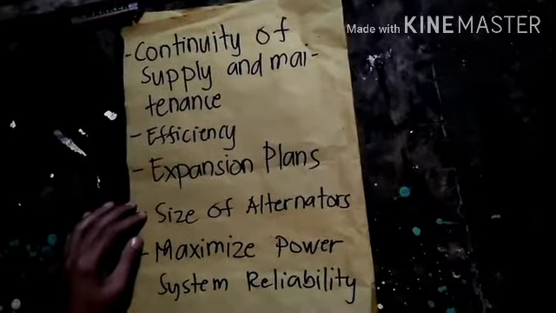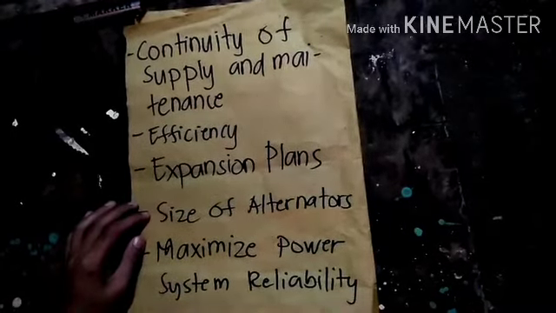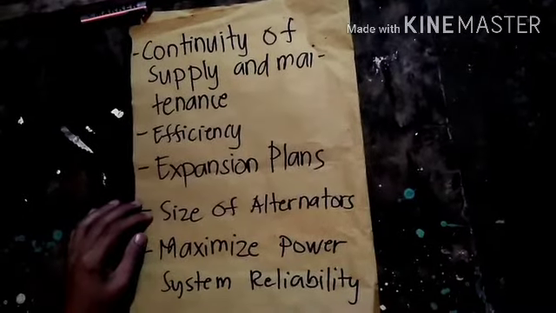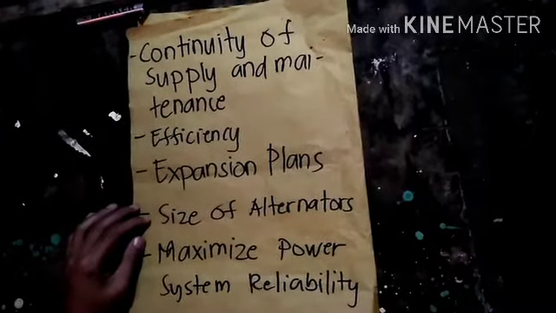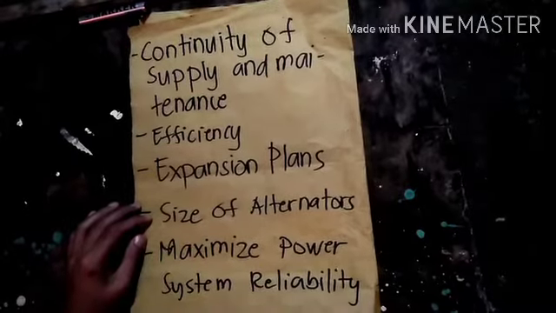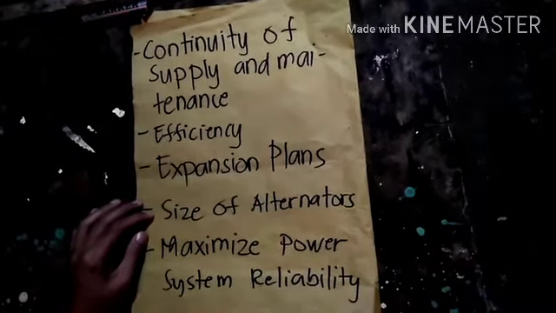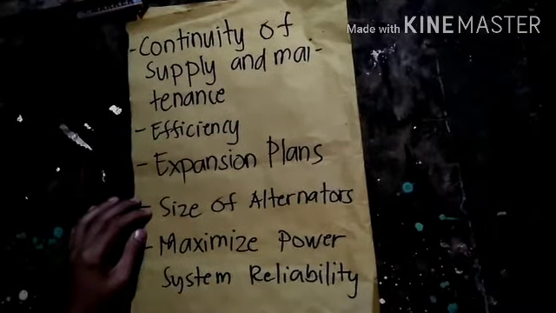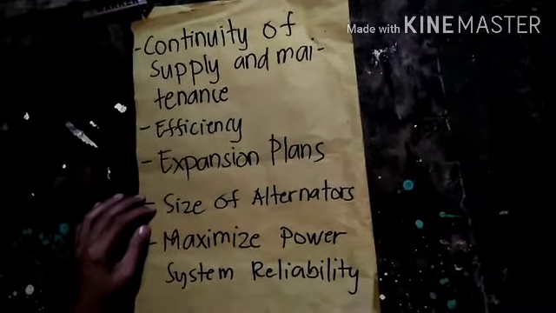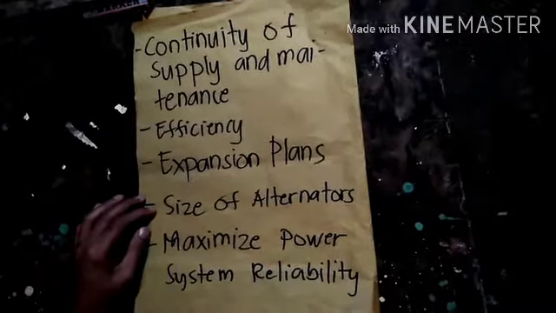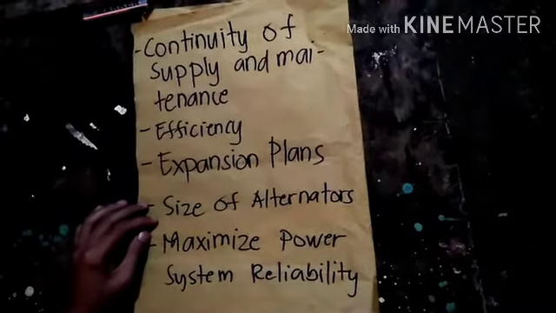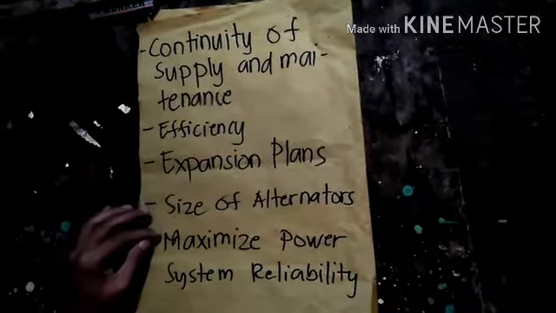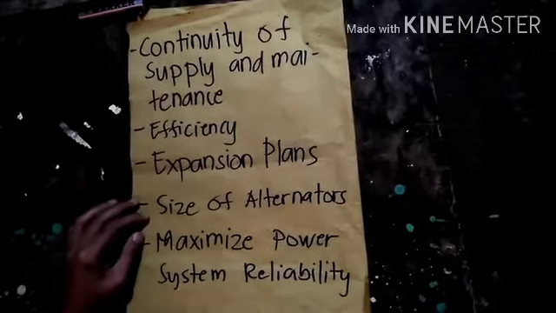Another one is size of alternators. The higher the rating of the generator, the bigger the size of the setup will be. It is very difficult to manage a single large alternator which may range around 1000 MVA or more. If we are using small individual units connected in parallel, it will be easier to maintain considering its size.